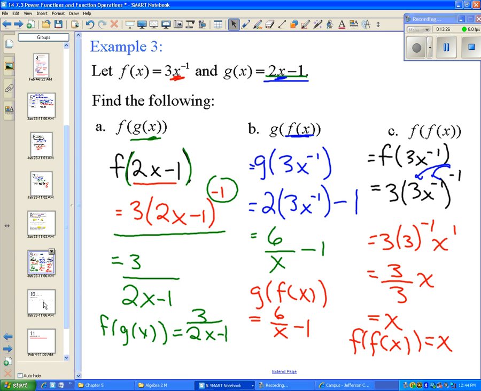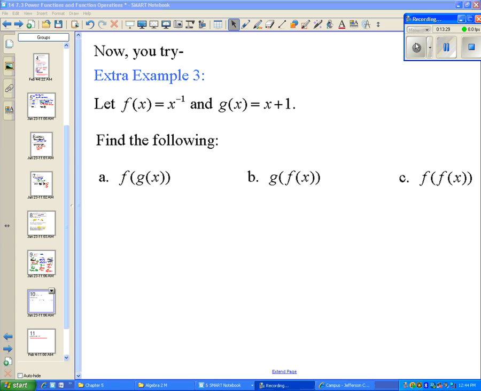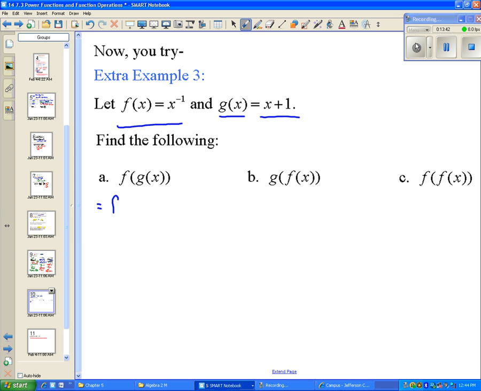Let's do a couple more. So now I have two other functions. I have f of x equals x to the negative 1. g of x is equal to x plus 1. I want to start with my f. So I write f of, what is g of x? g of x is x plus 1. Everywhere I see an x in f of x, I now need to plug in x plus 1.